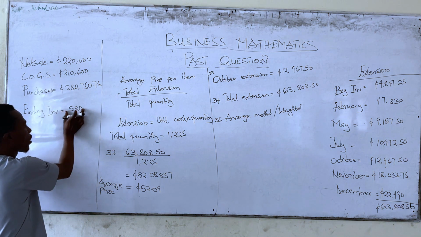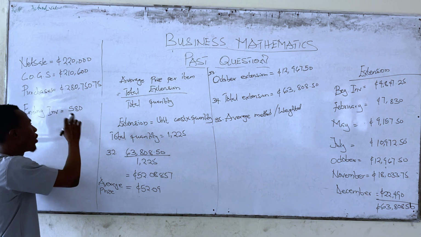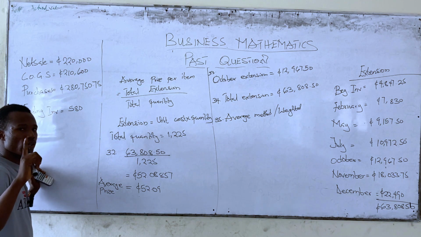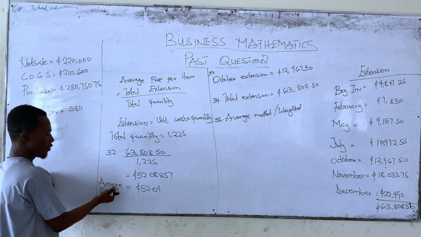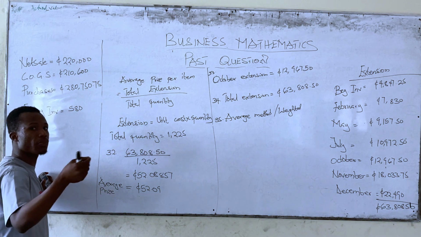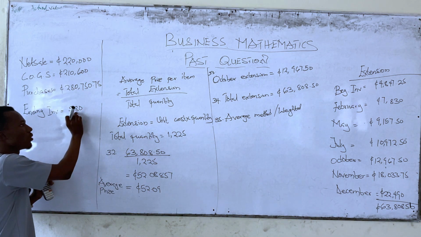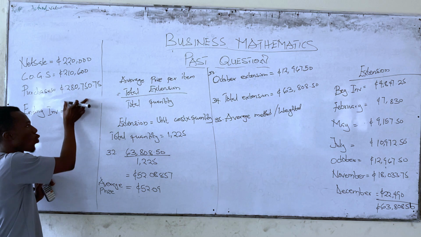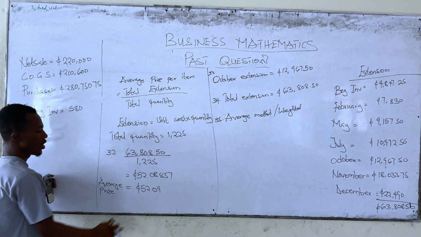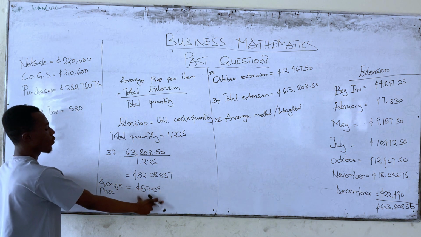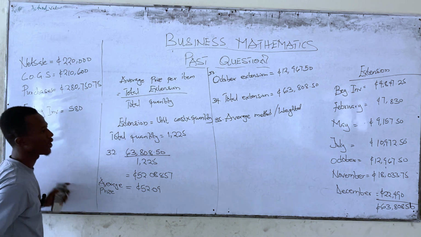It means before we calculate for this 580, we have to know the price per one. Okay, and we know the average price. The average price is the price per one. So if you have the price per one and you are going to look out for the price for all these 580, you just multiply this price per one by the 580.